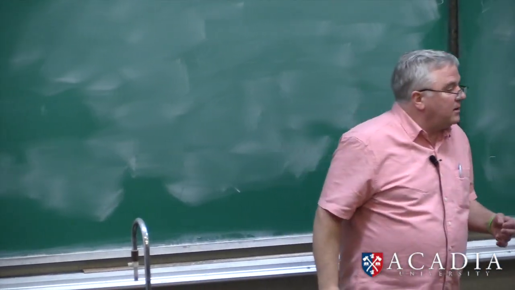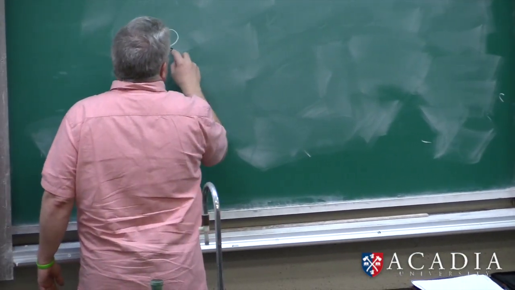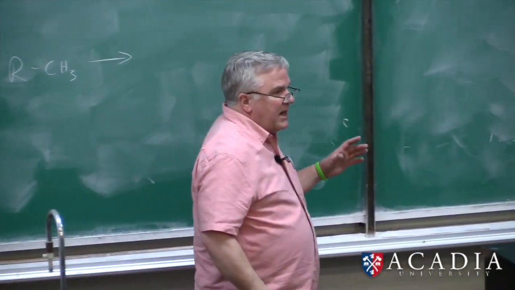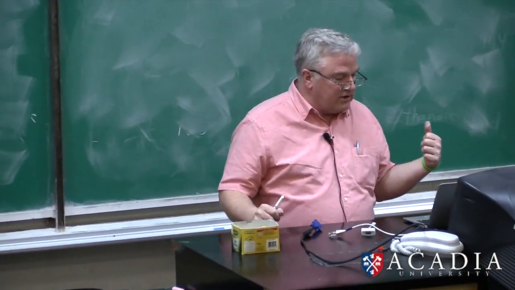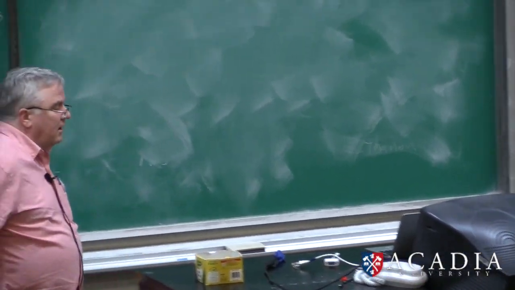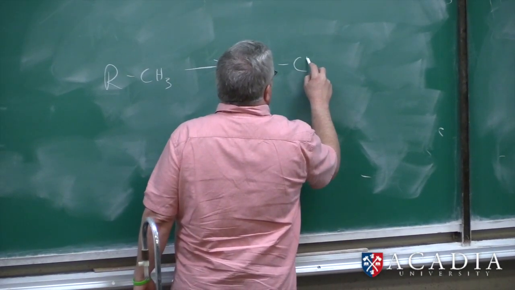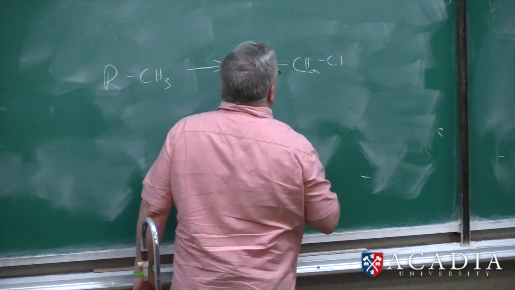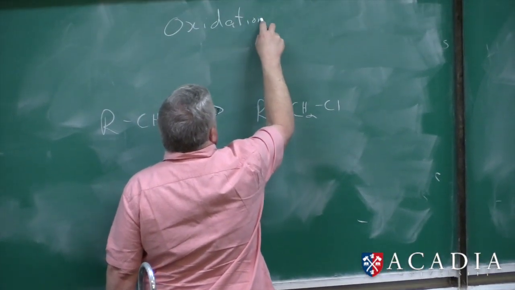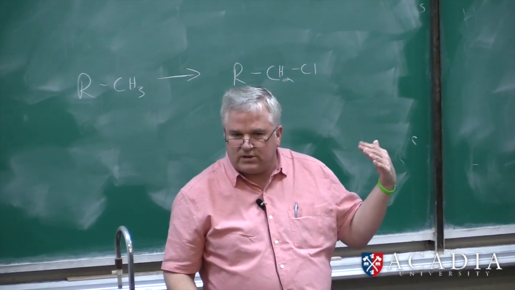So what reaction do we want to do? Okay, well, we can have some compound RCH3, and we do some reaction where we're going to replace one of those hydrogens with a halogen. We'll talk about this as being an oxidation reaction, and when we talk in just a second about oxidation numbers, this will confuse us a little bit.